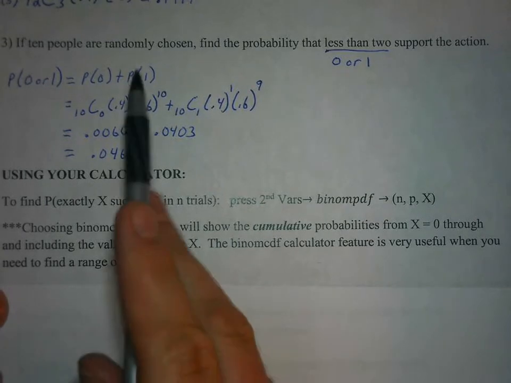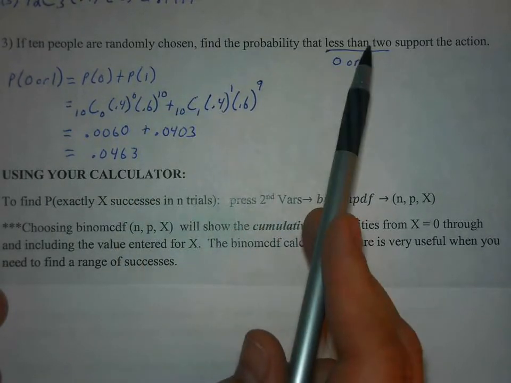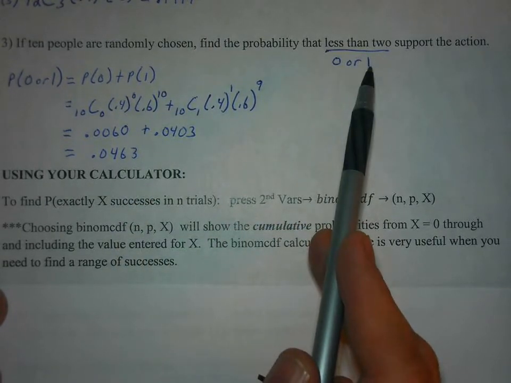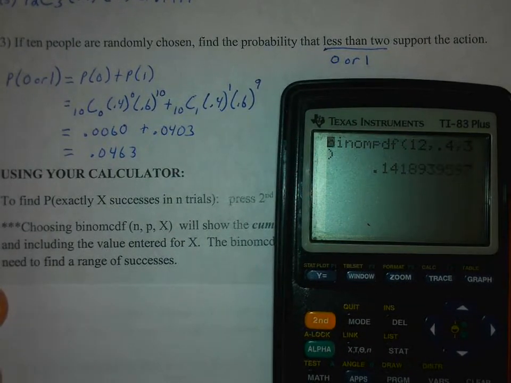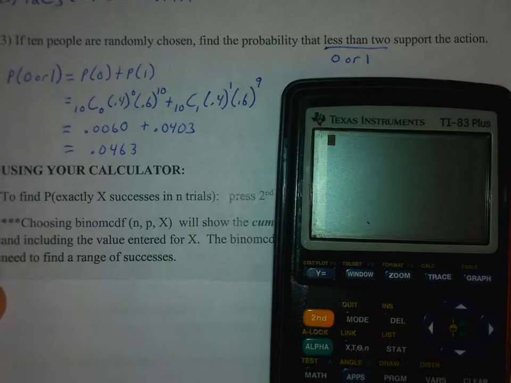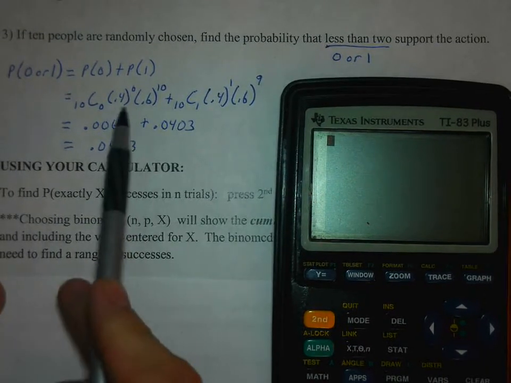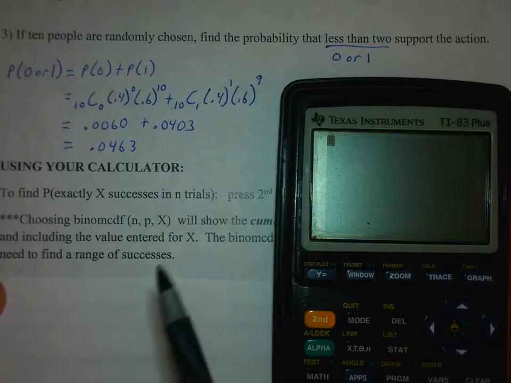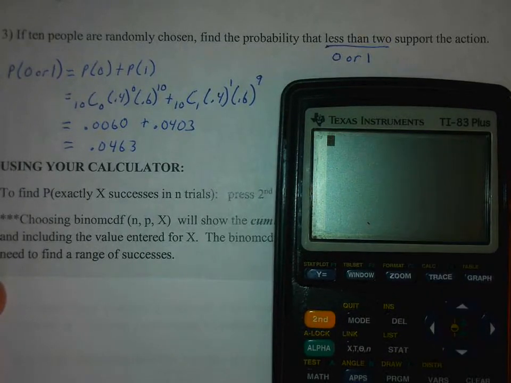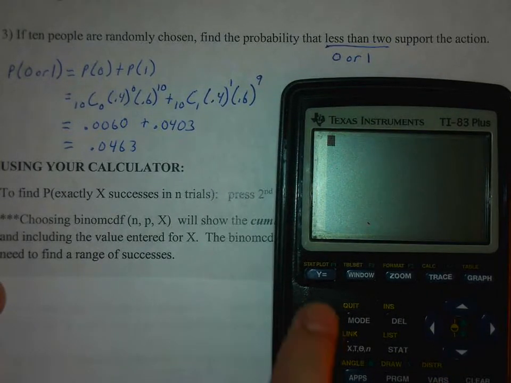So if we look at that third one, less than 2 could have been 0 or 1. So we use the Binomial CDF, because there's more than one time we have to use the formula. If we find the cumulative probability from 0 to 1, then that'll give us our answer.